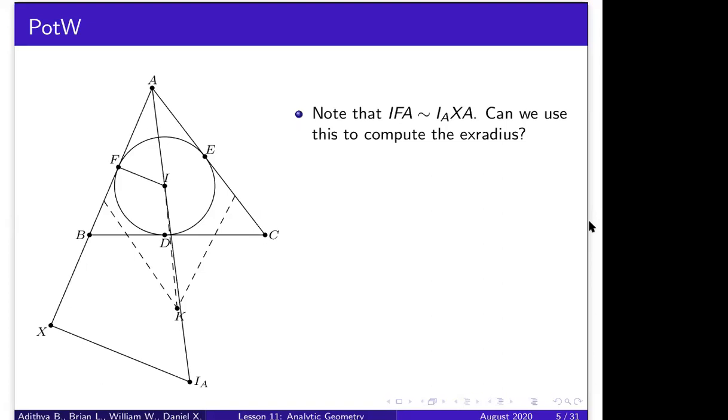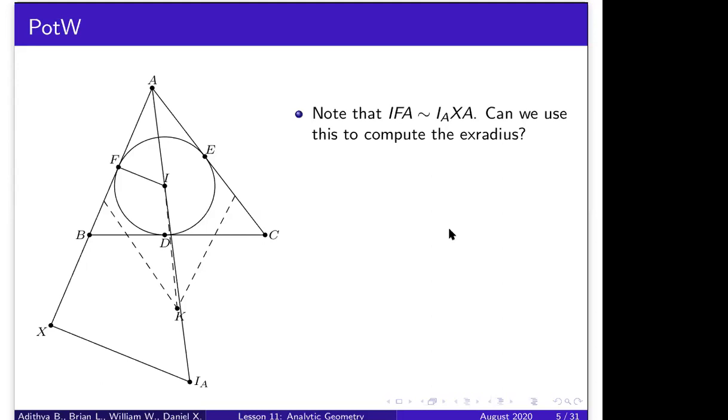Well, by similarity ratios, we have that the length IAXA, which is the exradius, is just IF, which is the inradius, times AXA over AF. So do people know what AF is? Remember, F is the incircle touch point. Yeah, so AF is S minus A. And the way we can easily prove this is that AF is equal to AE, BF is equal to BD, CD is equal to CE. So we set up some equations in terms of these three variables to get that AF is S minus A.